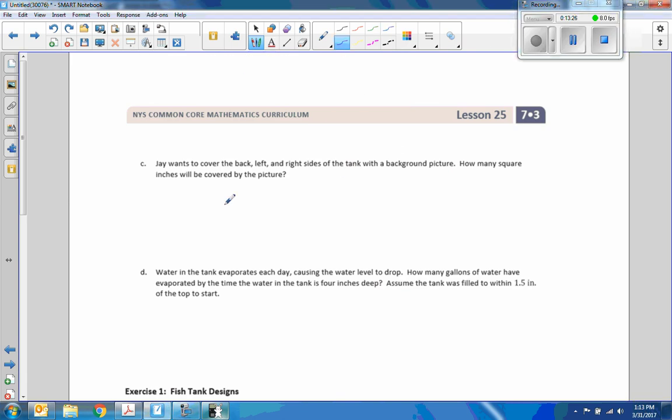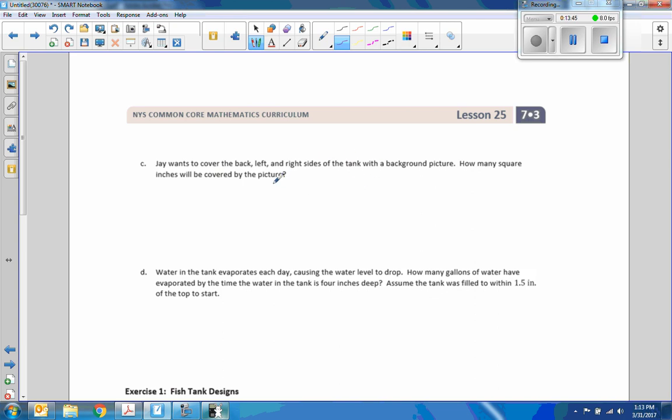Okay, this next question says that Jay wants to cover the back, left, and right side of the tank with a background picture. So you can only look into the tank from the front, probably have rocks or whatever on the bottom, and there will probably be a lid on top. So he's got a background picture across the back and the left and the right side.